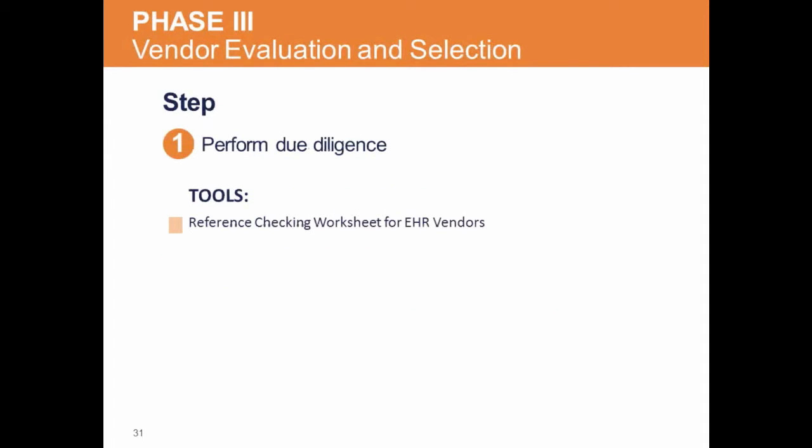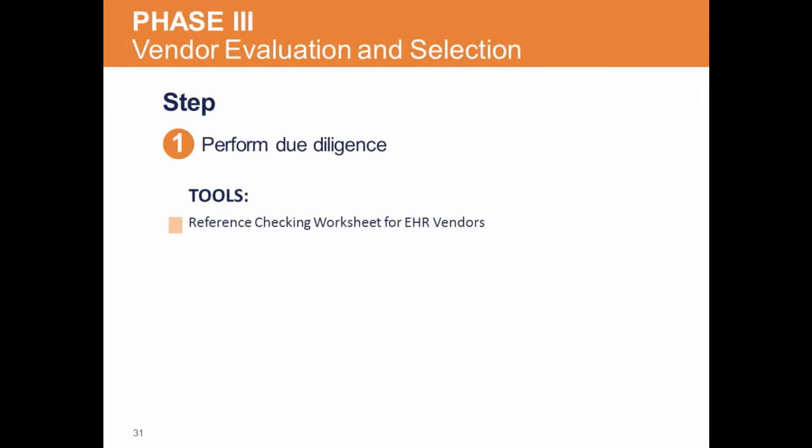In step 1, you perform due diligence. The due diligence process ensures that your organization has a consistent and reasonable approach to vetting the EHR vendor finalists. The organization should participate in product demonstrations and conduct reference checks. The team should be prepared to ask questions and discuss options with the vendor representatives.